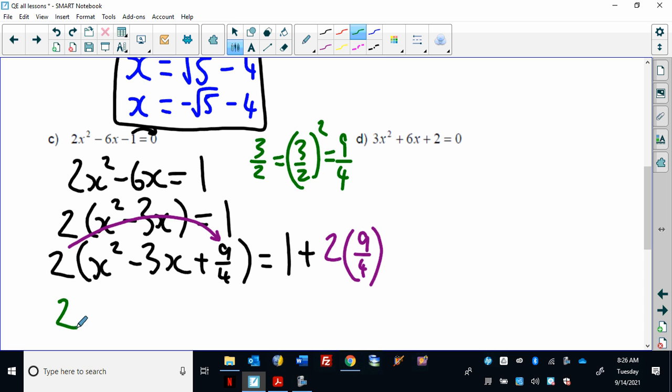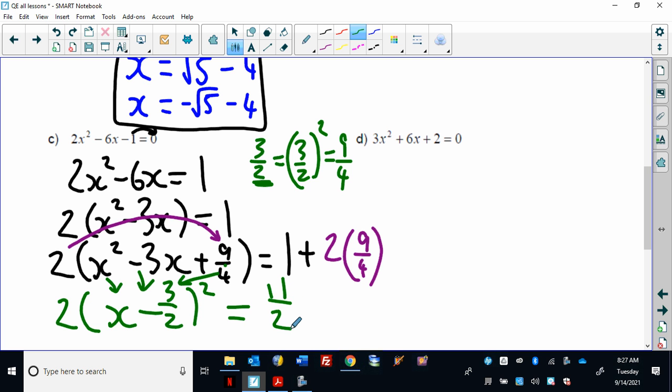Then leave the 2 out there. Back to the trinomial: square root of this, square root of that, which is right there, sign of this, squared equals, and 1 plus 2 times 9 over 4 is actually 11 over 2. You can check that on your calculator if you want to.